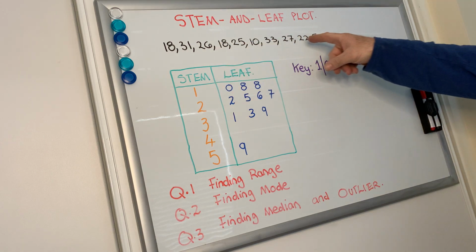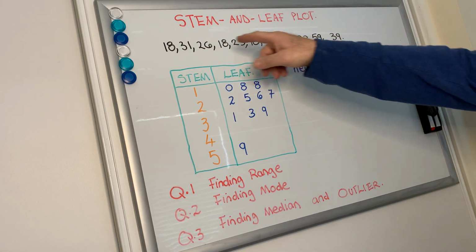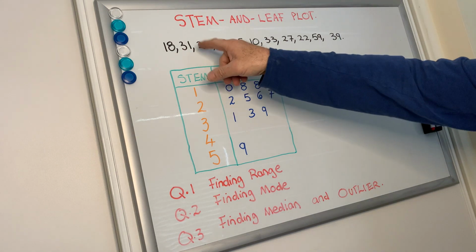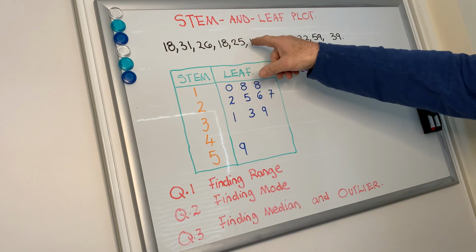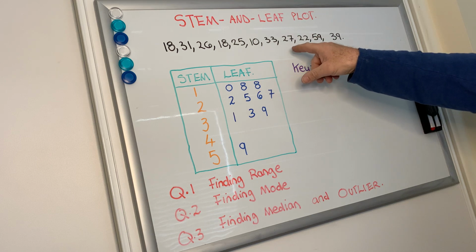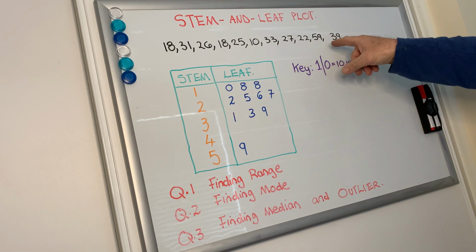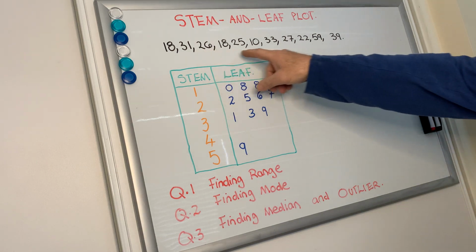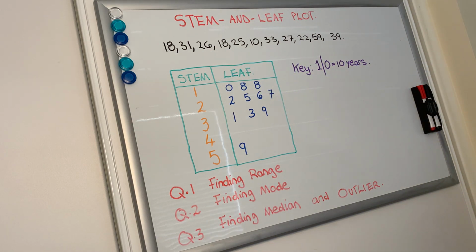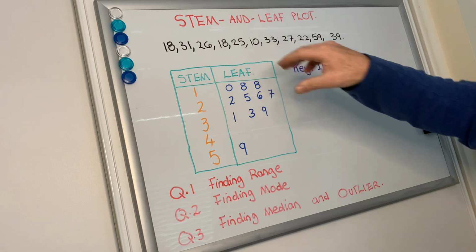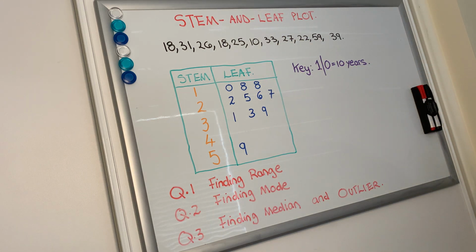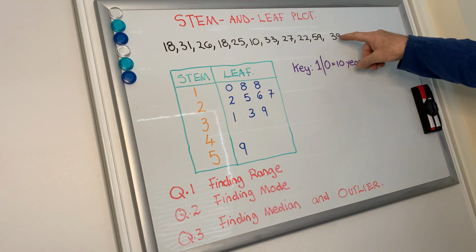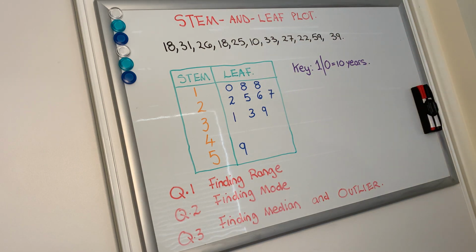You can call them years, like ages, the age of individuals, and I've just nominated 18 years, 31, 26, 18, 25, 10, 33, 27, 22, 59 and 39 years. And you will notice that they are not in an order, and I've deliberately done it like that because, as an example, in a NAPLAN exam, that's pretty much how you'll get it written up on a question.